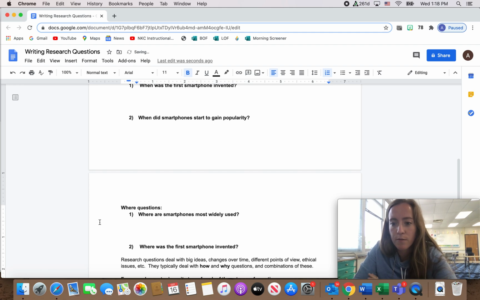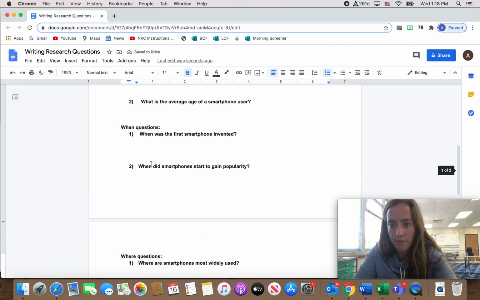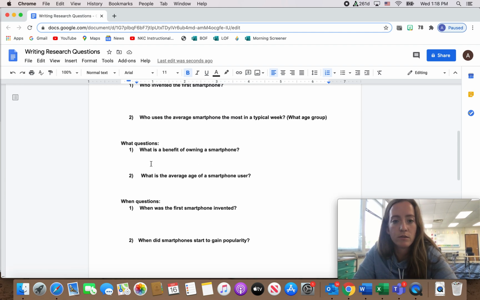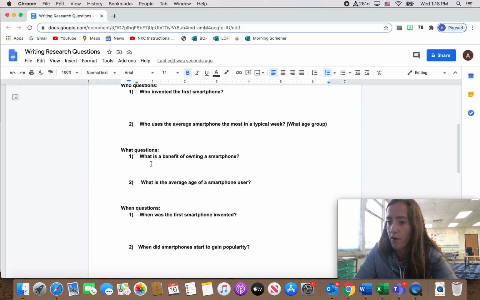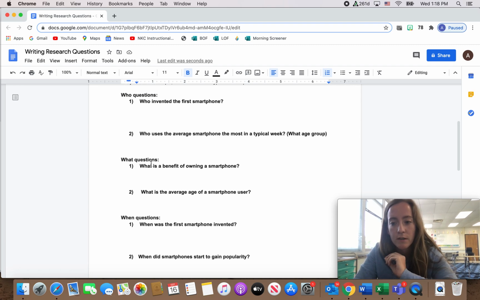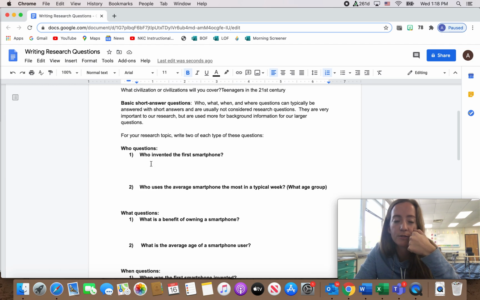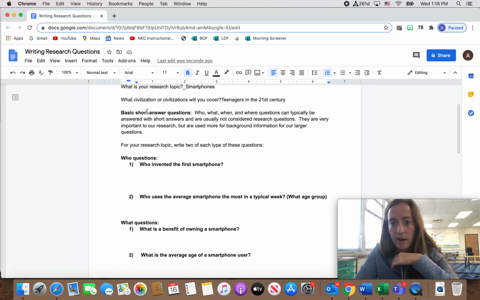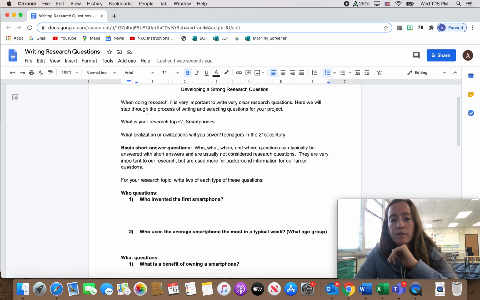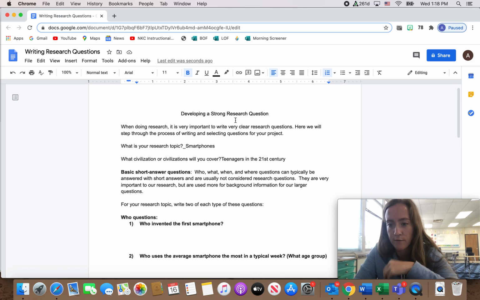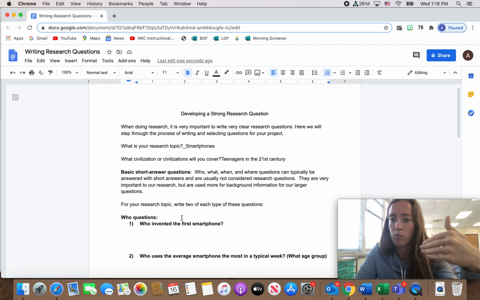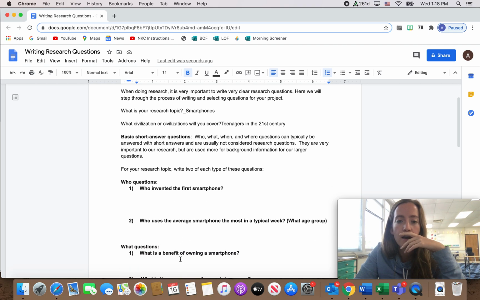So you'll notice that for most of these questions, they're simple enough that you could probably just type them into Google and some type of article or website would pop up that would give you this information. That's why we call these our basic short answer questions. These are not what we would consider a strong research question. They can help get us thinking about what we really want to research.